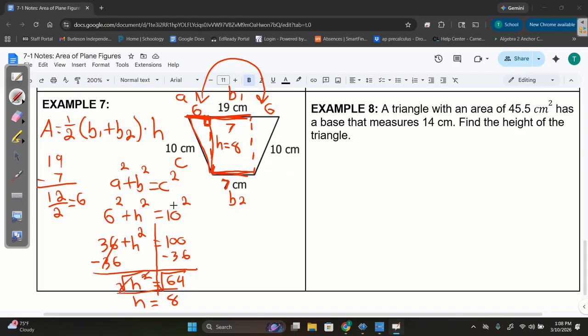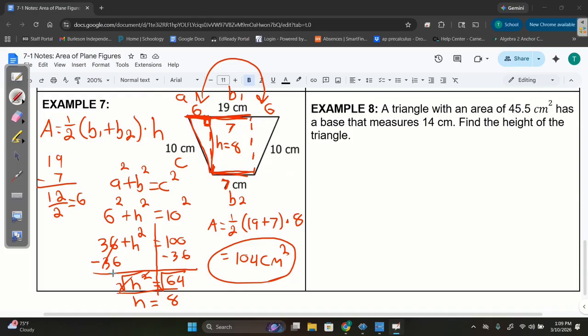Now I have everything I need to actually find the area. So I'm going to go ahead and plug it in. The area is 1/2 base 1 plus base 2 times the height. When I type that into the calculator, I should get 104 centimeters squared.